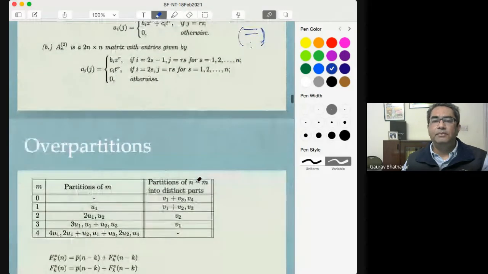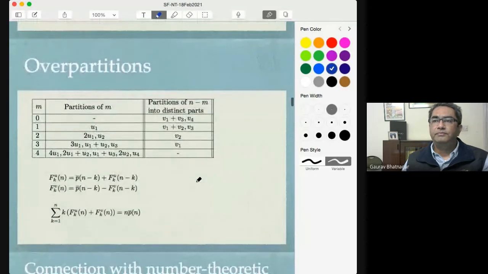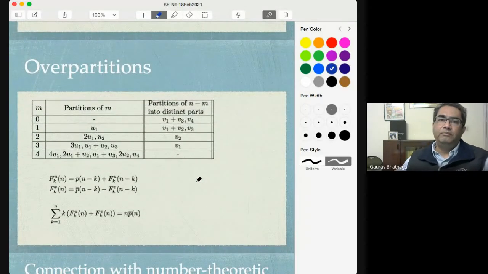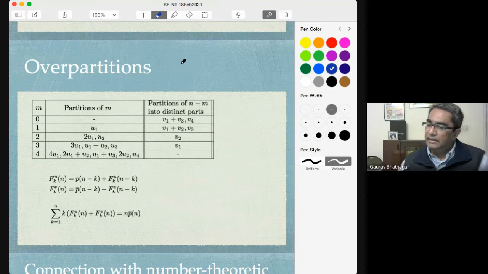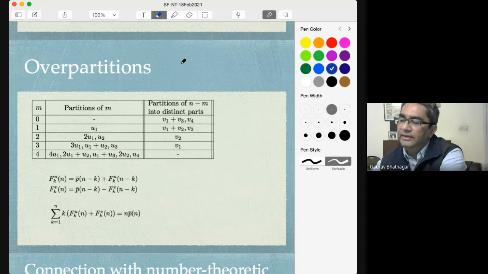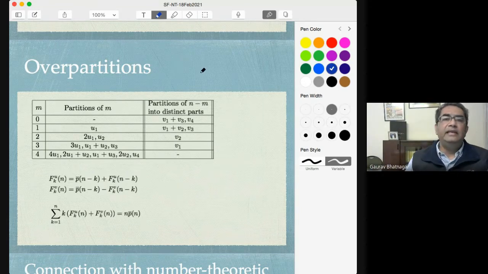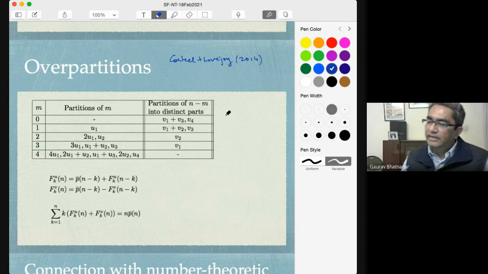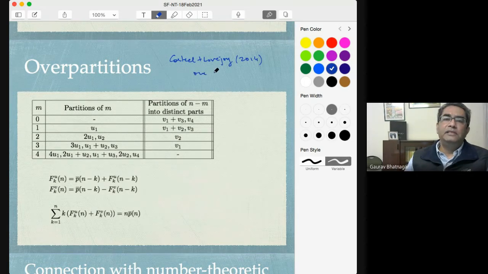So let me give you an example of overpartitions. Okay, please feel free to interrupt me in case something is wrong or if I'm missing something. So what are overpartitions? Overpartitions were introduced by Corteel and Lovejoy in 2014. And what they are is that one of the parts, exactly one of the parts, can be overlined. So it's a special part.